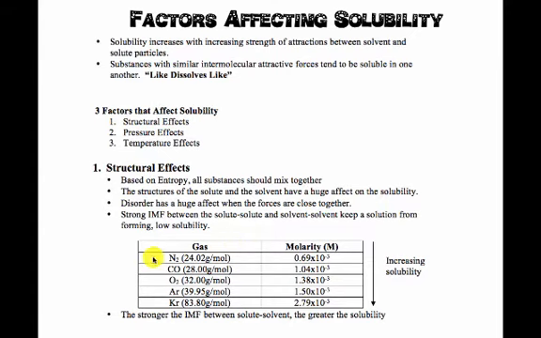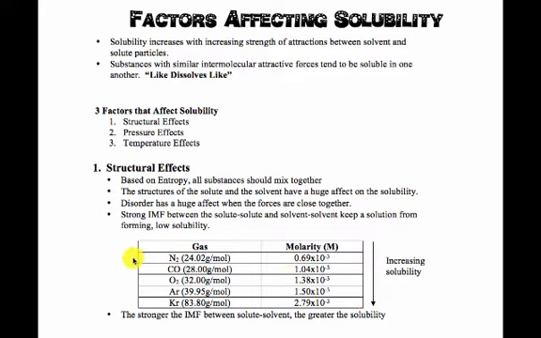Okay, so let's take a look at our first set of data. What we have here are some gases: nitrogen, carbon monoxide, oxygen, argon, and krypton. And what we're looking at is the molarity. Molarity indicates the concentration of the solution. As we go down this list, we can see that the solubility is increasing, so we have a higher and higher solubility.